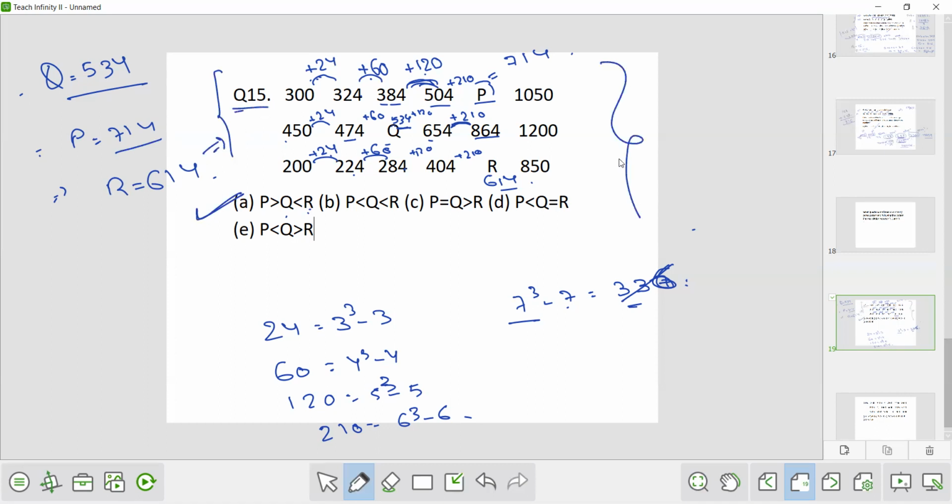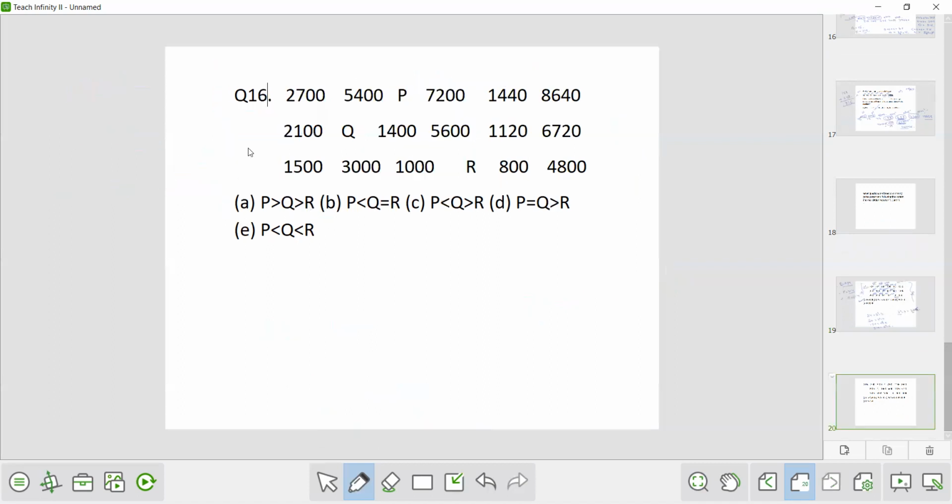Now look, this is a new pattern series. Here in this series, again the concept remains the same. Only you have to identify the pattern, and once the pattern is identified, you will find what is P, what is Q and what is R, and then you will find the relationship between P, Q and R. We will solve another question on the same pattern. Here, three series are given.